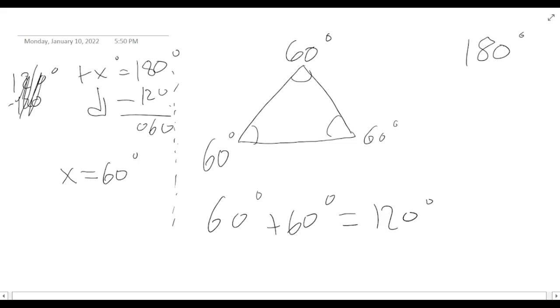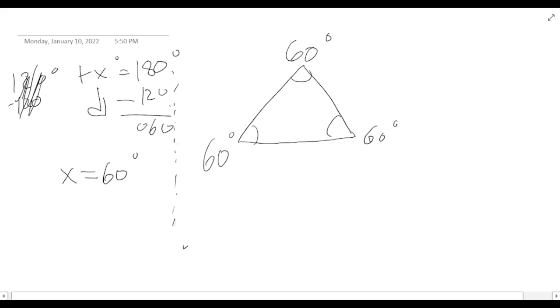And we know this is true because if we go back and check our work, if we add up all of the angles, 6 plus 6 is 12, and 12 plus 6 equals 18, we get 180 degrees. So let's look at another example. Let's look at an example where the numbers aren't all the same and they aren't all even.